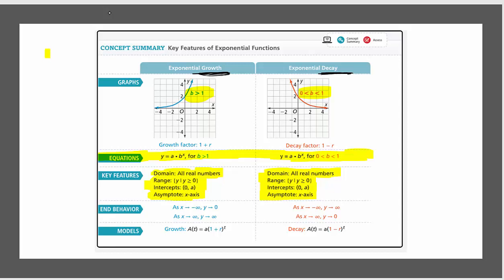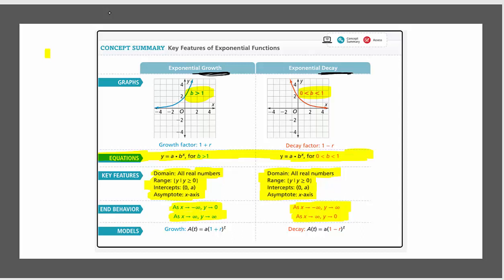Our end behavior, as a reminder, end behavior talks about what the y values are doing in the graph as the x values get either larger or smaller. So the end behavior for our growth function, the function on the left, says as our x values get smaller, the y values approach 0, and as our x values get larger, then our y values approach positive infinity. For our decay function, as the x values get smaller, the y values get larger and approach positive infinity, and as our x values get larger, our y values approach 0.